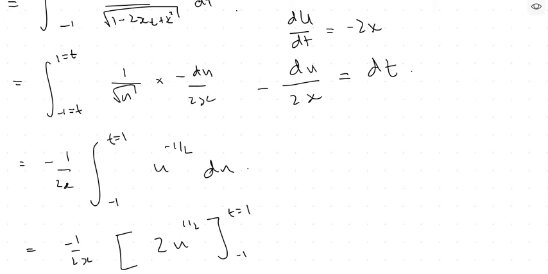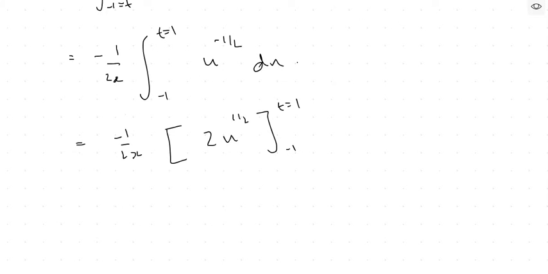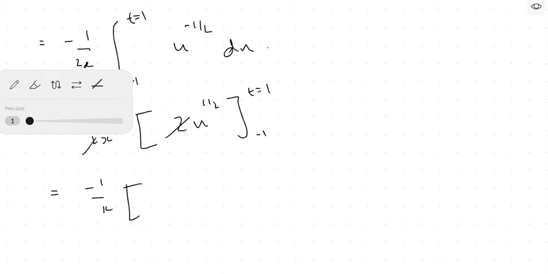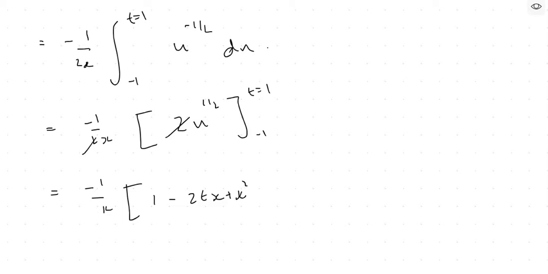Okay, let's make u back again to what it originally was. So, well, I can cancel the 2's here, right? So let's get rid of the 2's. And we've got, what was u? 1 minus 2tx plus x squared. And that's all to the half. t is 1 and negative 1.